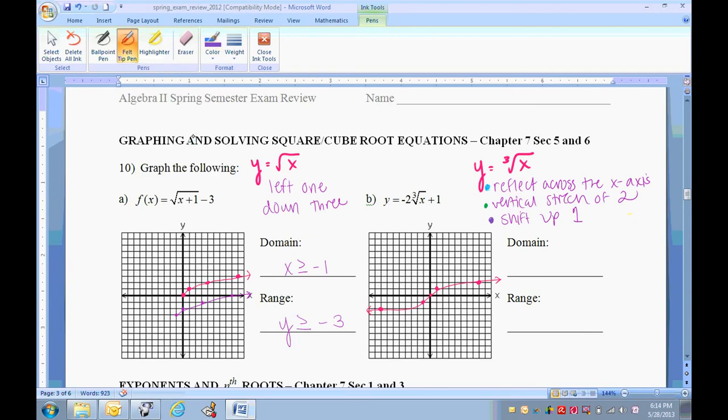Okay, so let's start with the blue. Let's reflect every point across the x-axis. That's just giving me a mirror image around my x-axis.